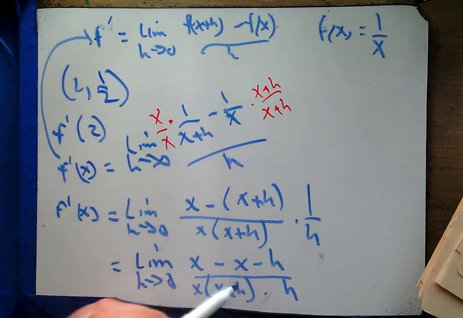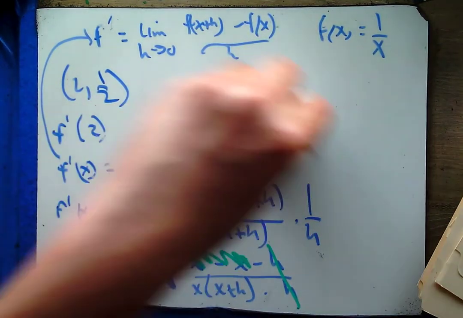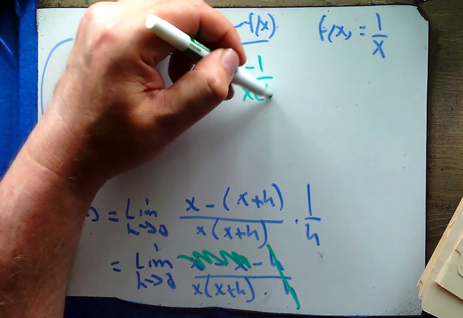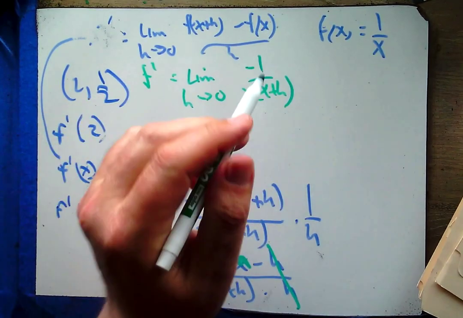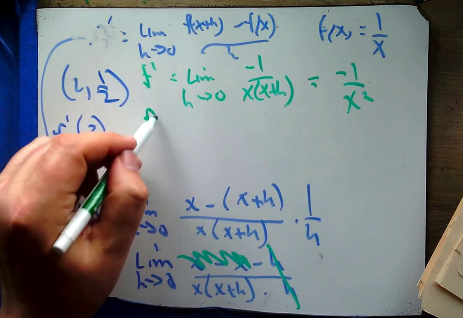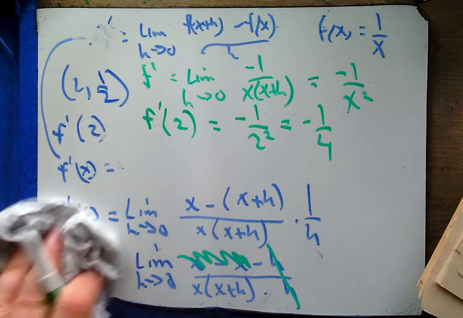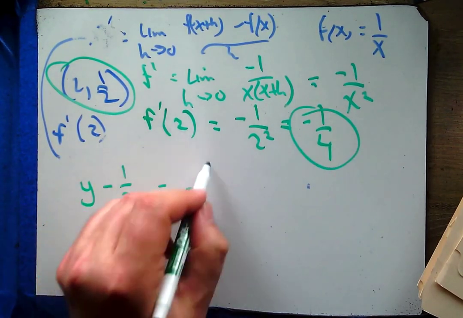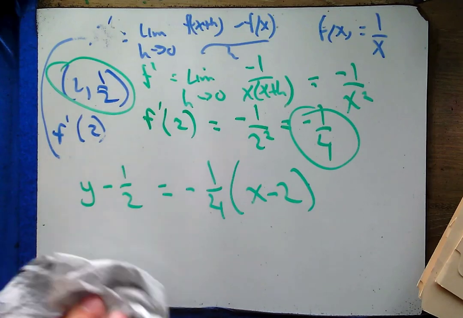Well, I notice on top that the x terms cancel each other, and I notice that I can cancel the h. So now I'm here with the limit as h goes to 0 of negative 1 over x times (x plus h). And here is where I feel like I can finally do the direct substitution of 0 for h. And that gives negative 1 over x squared. Alright, and remember we were looking for f prime of 2, which is negative 1 over 2 squared, or negative 1 over 4. So my slope at 2 is negative 1 over 4. With the point (2, 1 half), my tangent line is y minus 1 half equals negative 1 over 4 times (x minus 2). That is the equation of the tangent line at x equals 2.